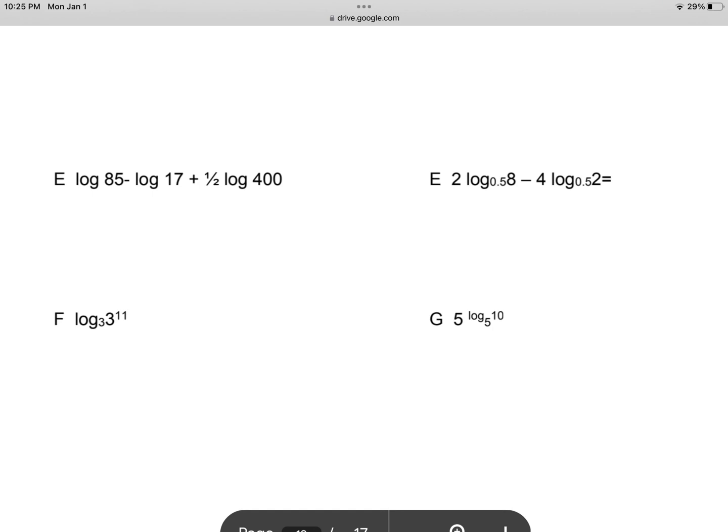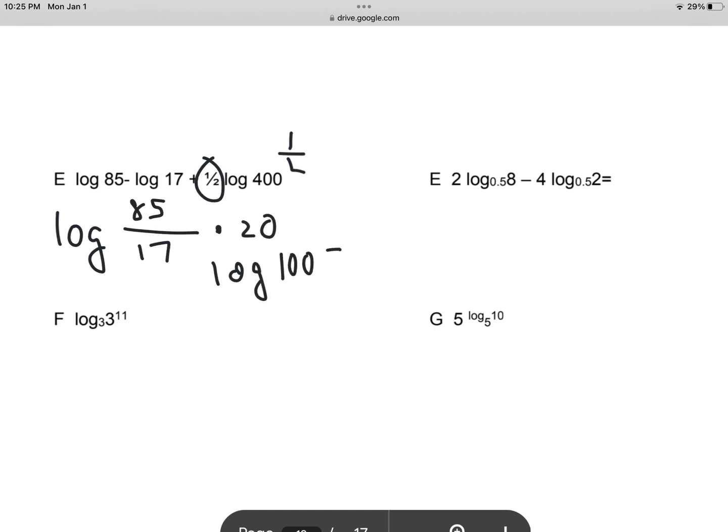All right, this next one, first thing I need to do is put this 1/2 up. So I've got 400 to the 1/2. That's the same as the square root of 400. So now I'm going to combine together. This is base 10 because it's not written. So it's 85 divided by 17. And then I'm supposed to be multiplying that by 400 to the 1/2. Well, that's the square root of 400, which is 20. So if I multiply those together, I'm going to end up with 100. So I have the log of 100. Since it's base 10, 10 to what power is 100? That's going to be a 2.